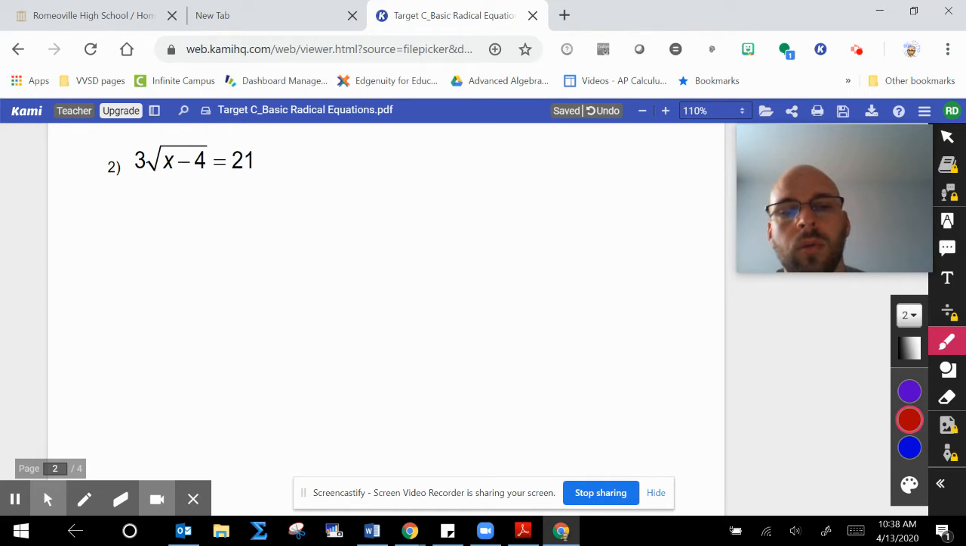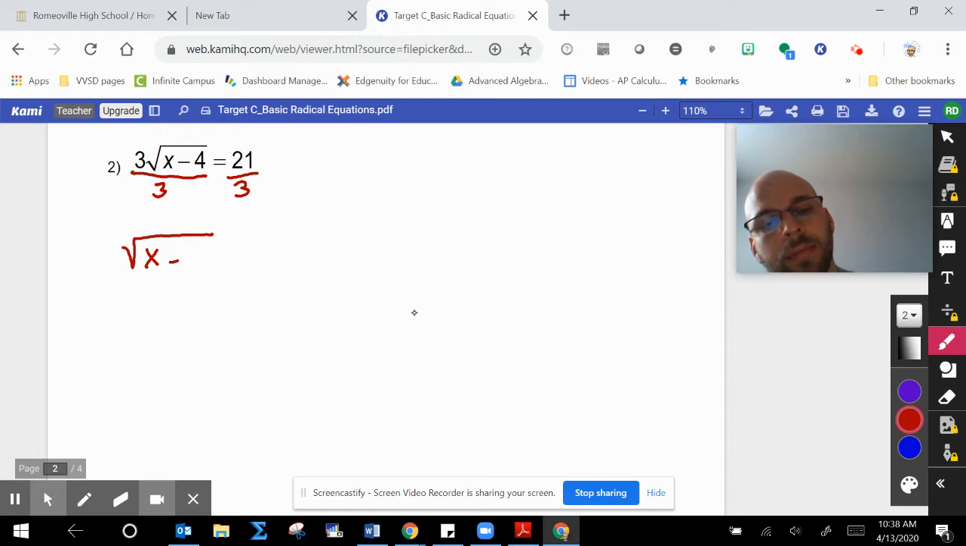Okay, and I'm going to go ahead and solve. So what I'm going to do is try to isolate the radical. So I have 3 times the square root of x minus 4. The problem is I can't get anything to the inside of the radical, so I have to get rid of the 3. So I'm going to divide both sides by 3, and I get the square root of x minus 4 equals, and 21 divided by 3 is 7.